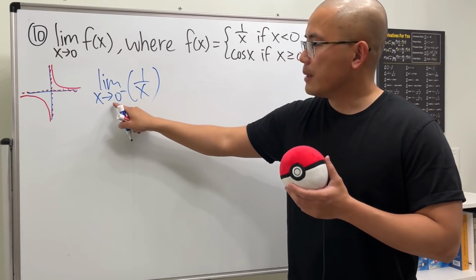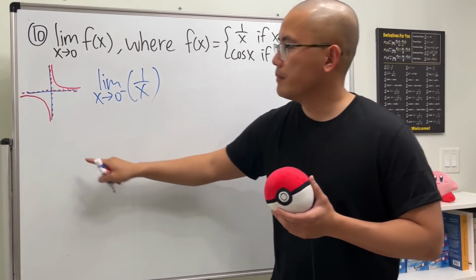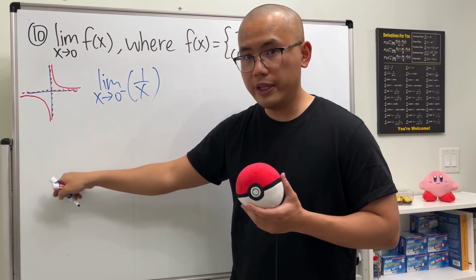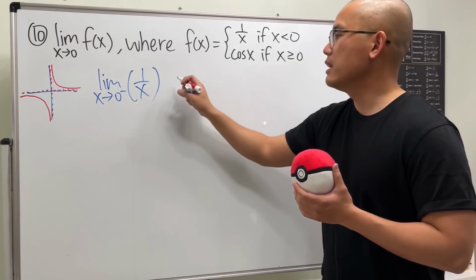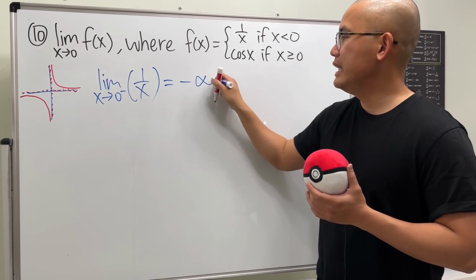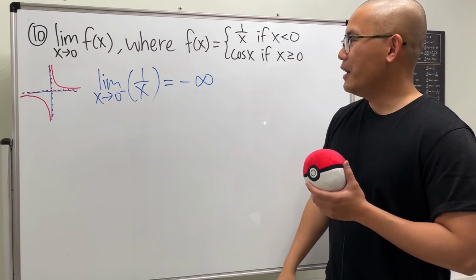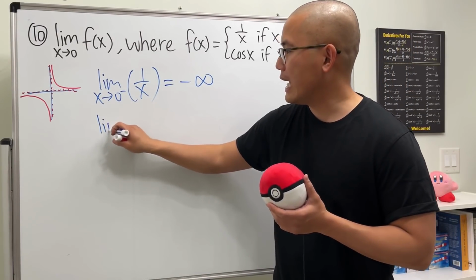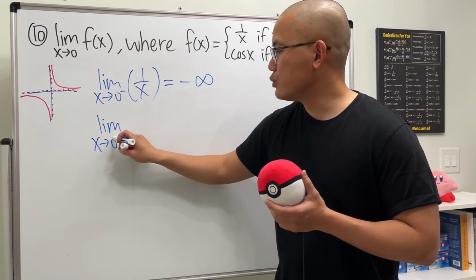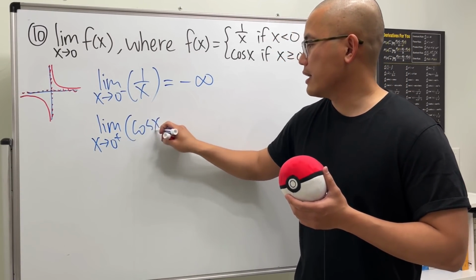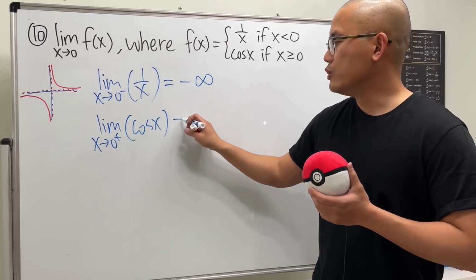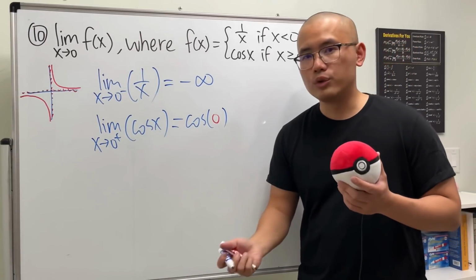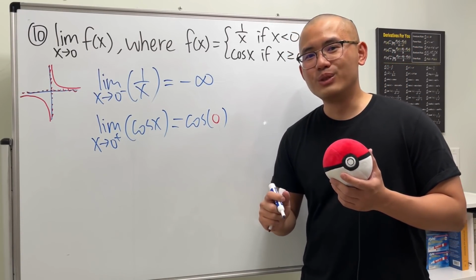Okay, as x is approaching 0 from the negative direction, we are looking at this piece. And we see that the function is going straight down. That means this limit is equal to negative infinity. Alright, we will take cosine x to be the other piece, right? And that's when we have the limit as x approaching 0 plus. That's cosine x. And for this right here, we just put 0 into cosine. So we have cosine of 0, and you have to note your trig values. Cosine 0 is equal to 1.